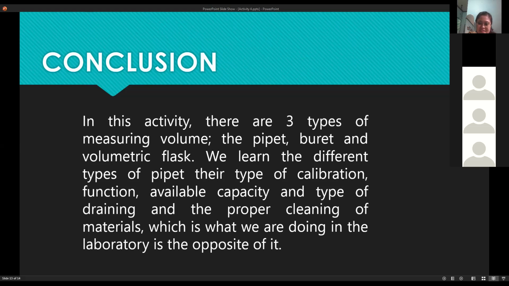So for our conclusion, in this activity, we learned that there are 3 types of measuring the volume. We have the pipette, the burette, and the volumetric flask. And in this activity, we learned that there are different types of pipette, I think 8 types of pipette, which we described based on their calibration, function, available capacity, and type of draining. And lastly, we learned about the proper cleaning of materials, which is what we are doing in the laboratory is the total opposite of it.